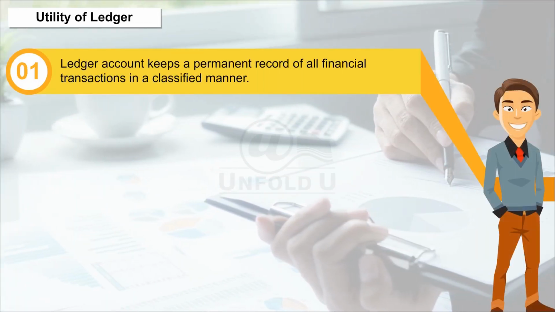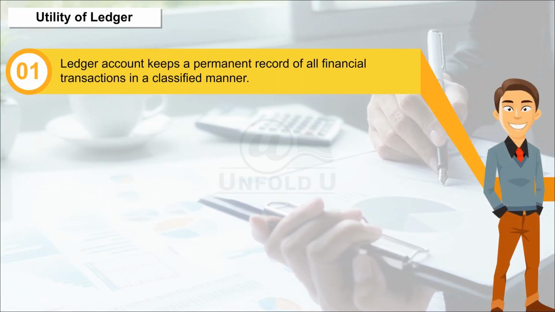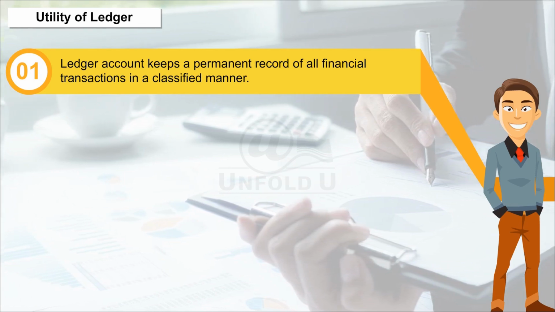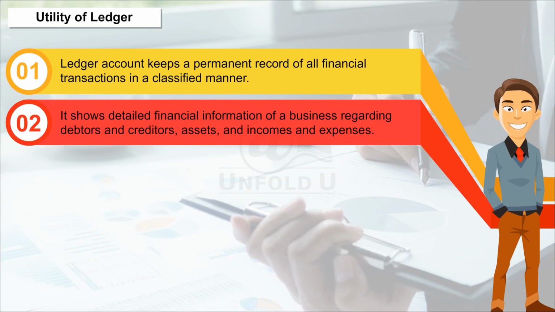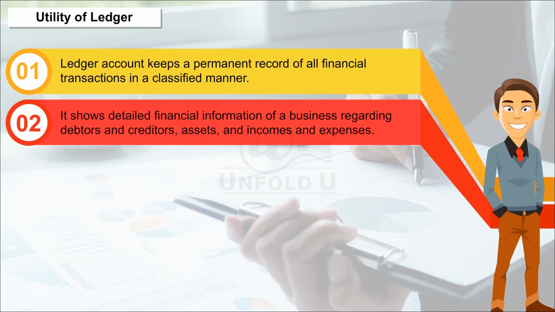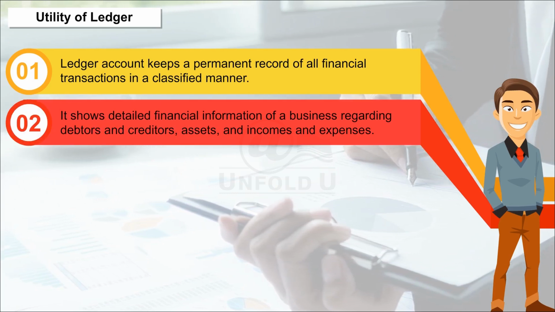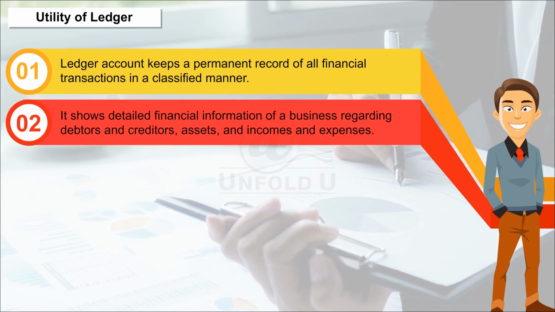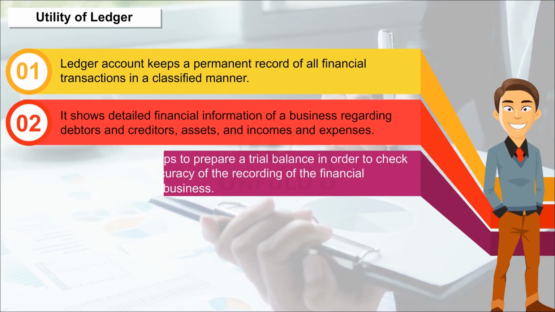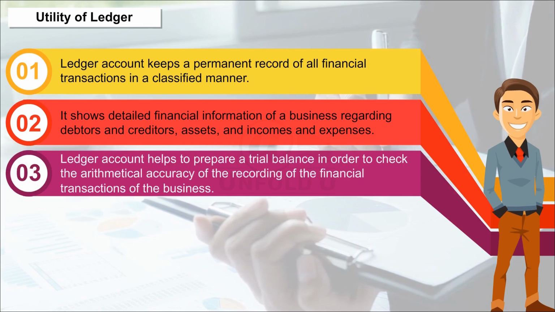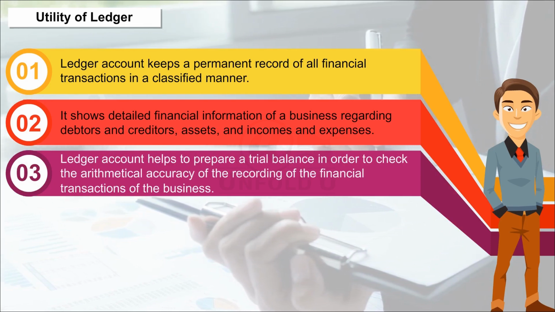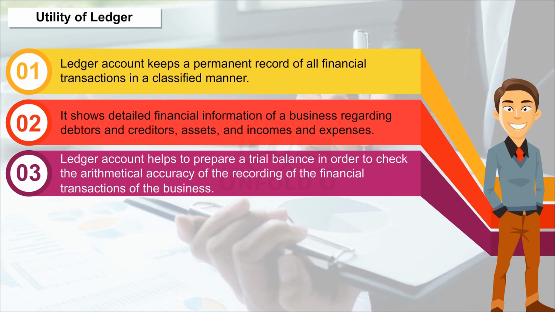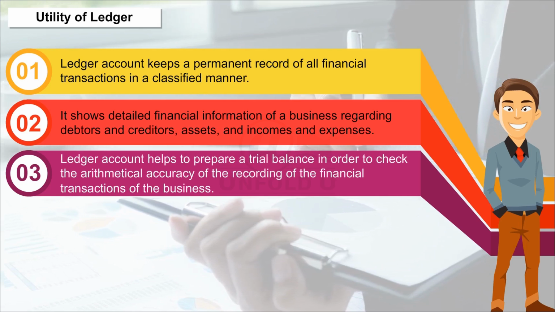1. A ledger account keeps a permanent record of all financial transactions in a classified manner. 2. It shows detailed financial information of a business regarding debtors and creditors, assets, and incomes and expenses. 3. A ledger account helps to prepare a trial balance in order to check the arithmetical accuracy of the recording of the financial transactions of the business.